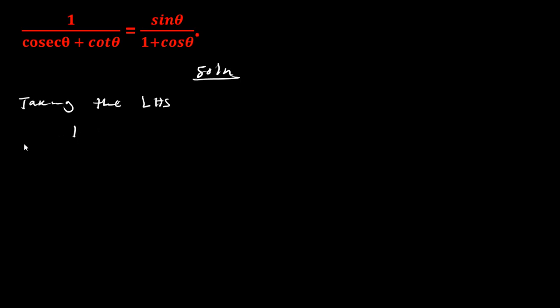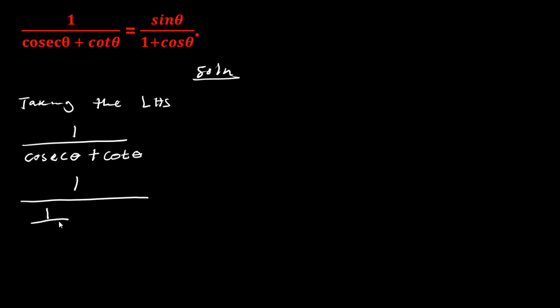we know that this is 1 over cosec theta plus cot theta. So we can simply change these guys, whereby it becomes 1 over, we know cosec theta is 1 over what? Sine theta. Then we say plus, we know cot theta is the same as cos theta over what? Sine theta, cos theta over sine theta.